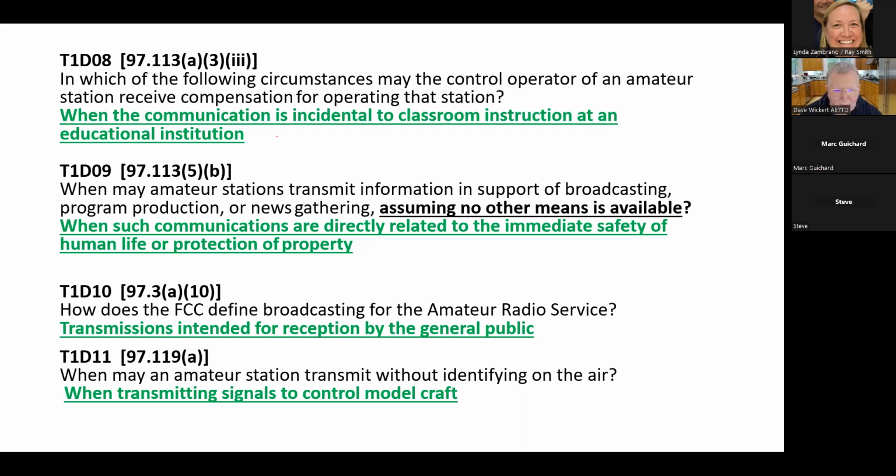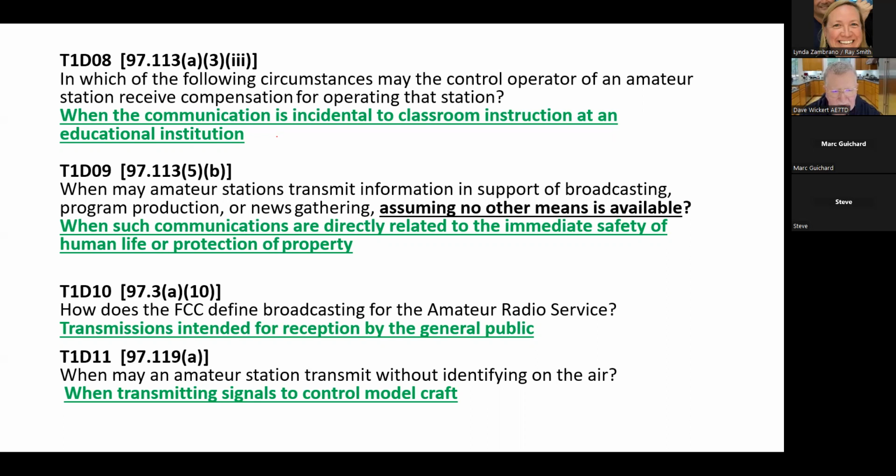When may amateur radio stations broadcast information, such as news gathering, assuming no other means are available? This is one of the escape clauses that the FCC has: when such communication is directly related to the immediate safety of human life or protection of property. What that means is if you're going to save somebody's life by sending news information with amateur radio, you're allowed to do that. Other than that, you're not allowed. You must be licensed in your amateur station and must do normal two-way communications.